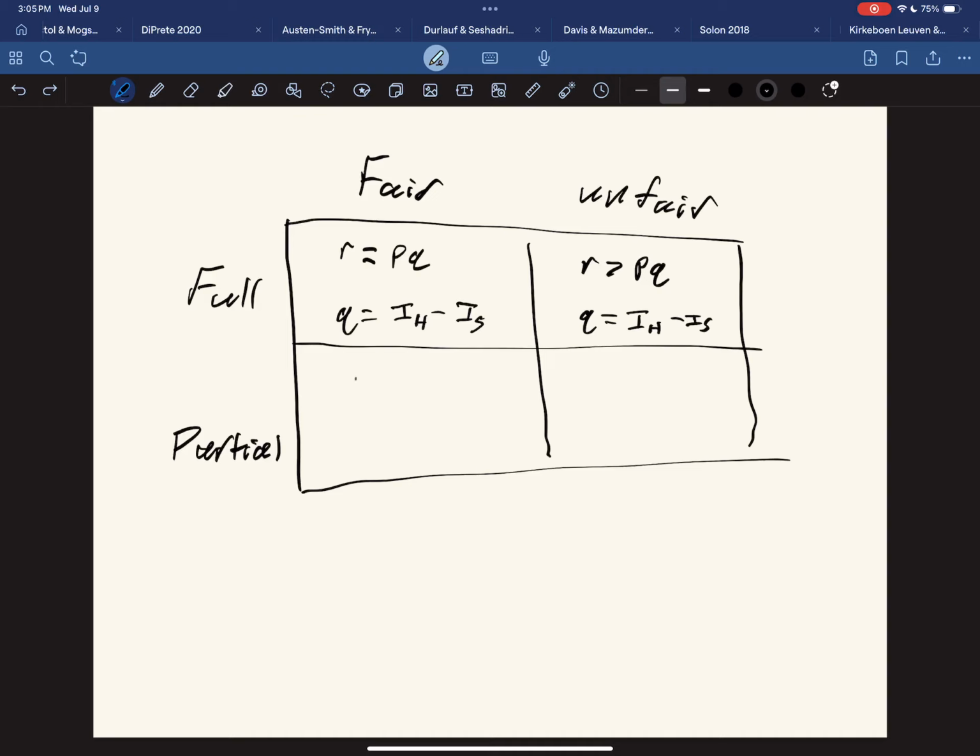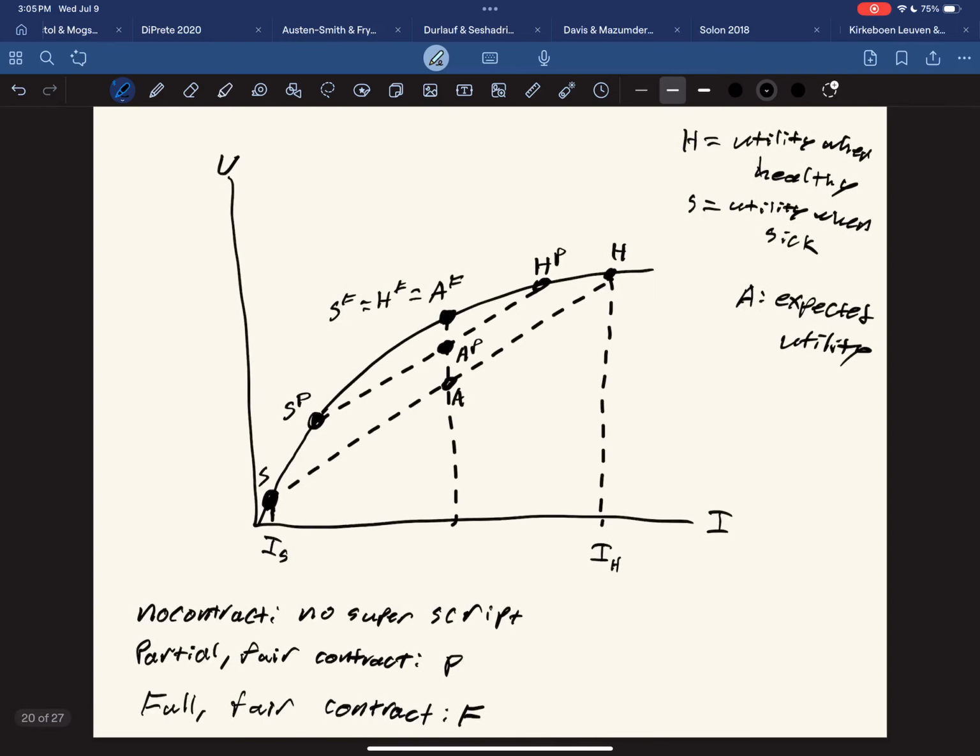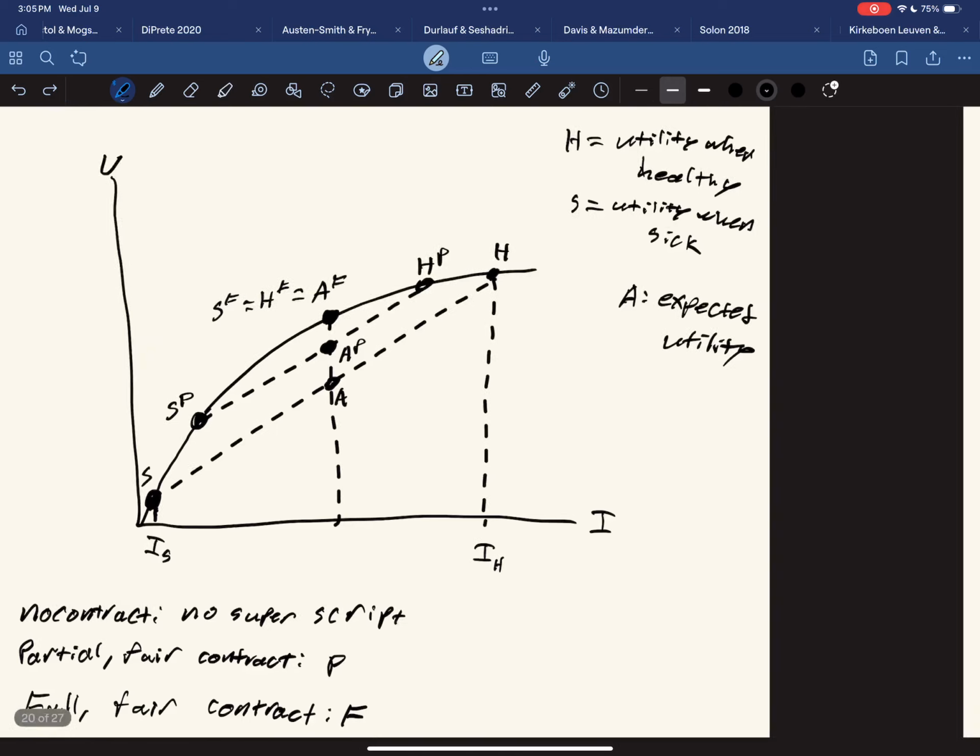Okay, so then let's go over a partial fair contract. So it's fair. So on average, the payout is equal to the probability I get sick times my payout, right? The premium is equal to the probability I get sick times the payout. But it's partial. So my payout is not enough to fully compensate me between the sick and healthy states, and so I'm still better off in the healthy state than I am in the sick state, right? So that's a partial fair contract, what we drew in the previous slide.